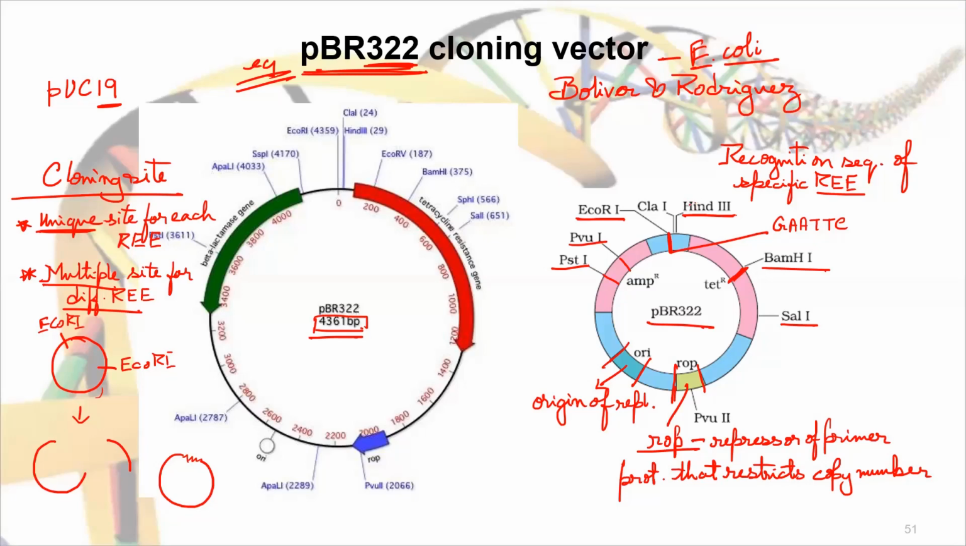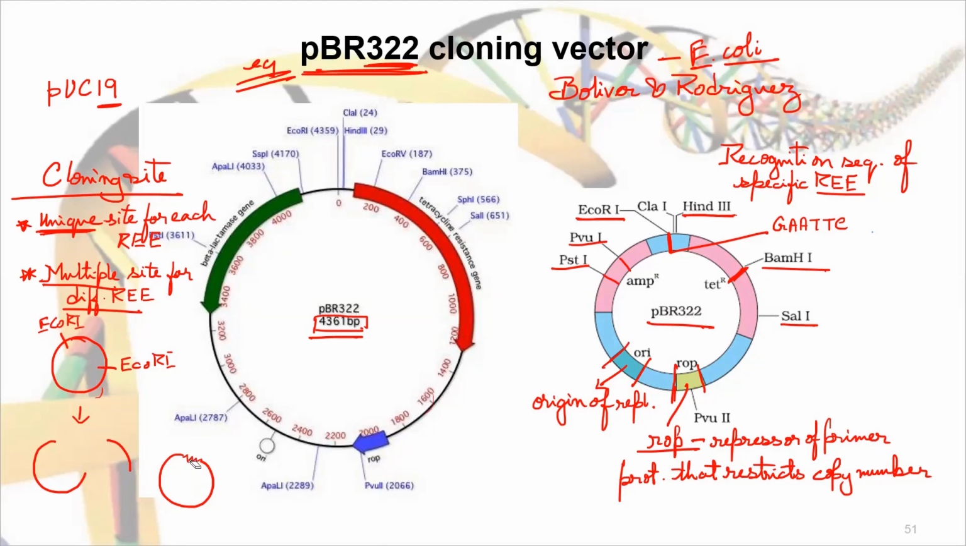We have also learned in the previous class that cloning sites must be unique sites. Unique site means each enzyme must have only one cloning site and not multiple, because if there are multiple cloning sites for one particular enzyme, then our plasmid will break down into two pieces. But we want our plasmid to mainly open up, something like this.